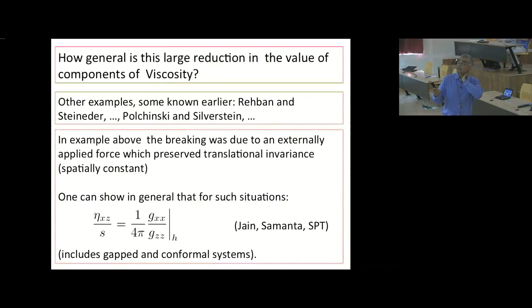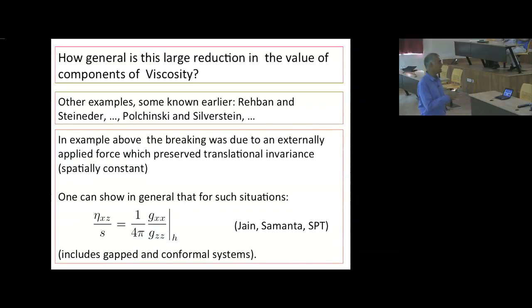Well, other examples were known even earlier than our work by Rebhan and Steineder. I forget when, but around the time we did our work, Polchinski and Silverstein wrote a very nice paper where they had a supersymmetric example. So there was no issue of stability and so on. We tried to study the stability a lot also, but they had a supersymmetric example showing the same kind of behavior. And in fact, what we showed in a subsequent paper is that this is really quite general.